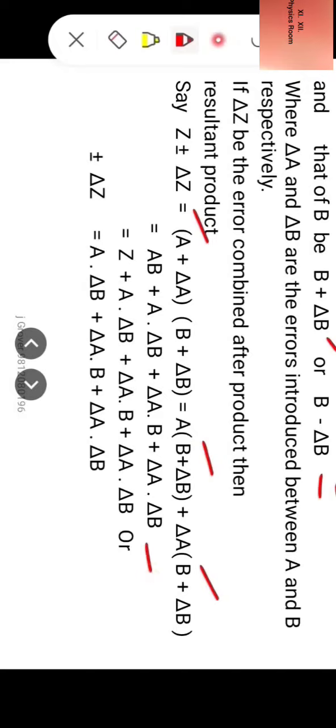And it is equal to Z plus A into delta B plus delta A into B plus delta A into delta B, or Z plus minus delta Z. This Z and this Z will cancel. So, we are left with plus minus delta Z equal to A into delta B plus delta A into B plus delta A into delta B.